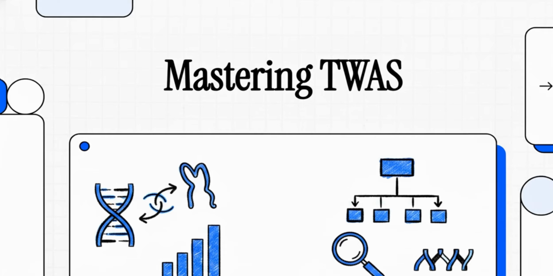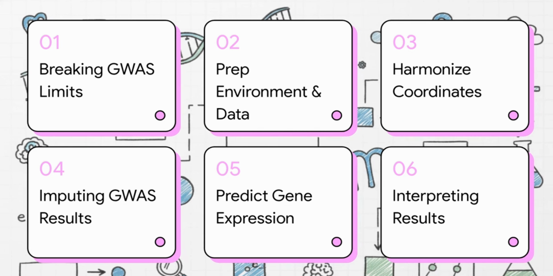And welcome to this explainer. Today, we're totally demystifying the S-PrediXcan and MetaXcan pipeline. If you've ever wanted a clear, highly structured way to predict gene expression directly from summary-level GWAS data, you are in exactly the right place. We're going to break this entire complex process down step by step so you can confidently apply it to your own bioinformatics research. Okay, let's dive into this.